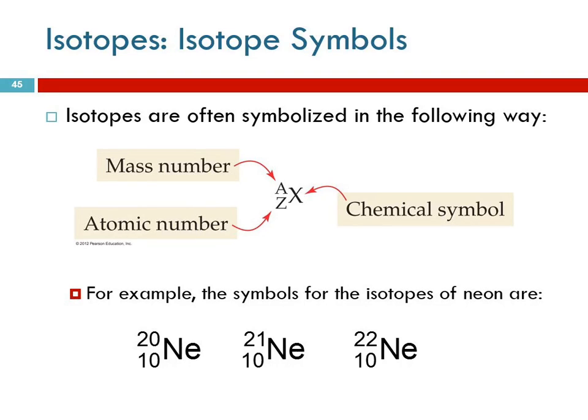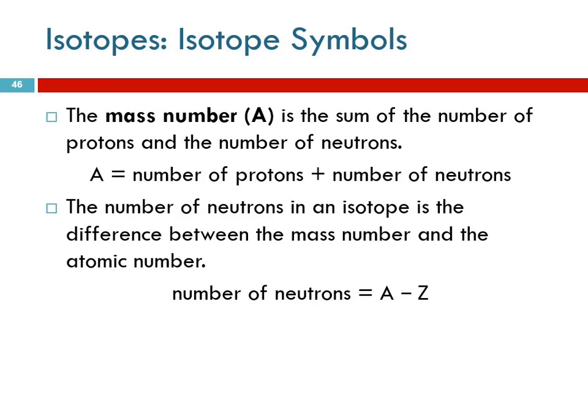And you can tell how many neutrons by just doing a little subtraction here. 20 minus 10, this one has 10 neutrons. 21 minus 10, this one has 11 neutrons. And 22 minus 10, this one has 12 neutrons. So a difference of neutrons. Same protons, same element, slightly different atoms. So the mass number is A. Again, don't ask me why. It's the number of protons plus the number of neutrons. So like I just showed you, if you need to know the number of neutrons, you just subtract them.